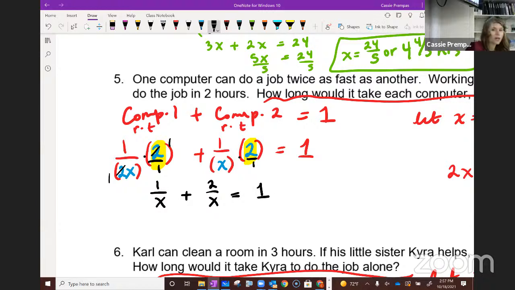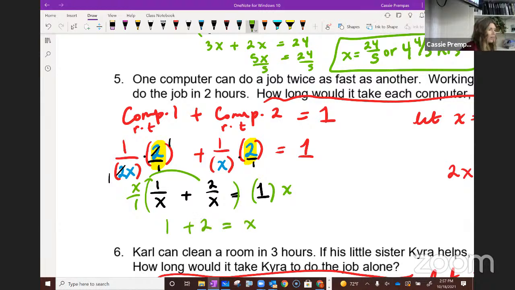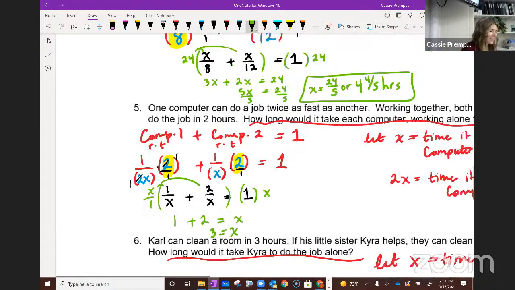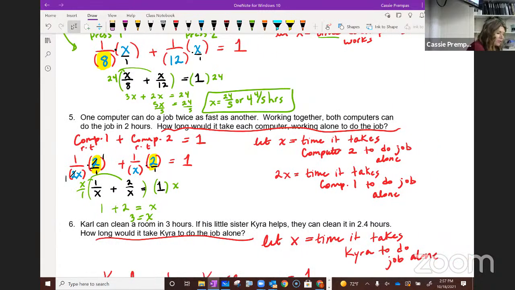So I have 1 over X plus here, this is going to become 2 over X is equal to 1. Now, what's the least common denominator here? X, good. So we're going to multiply this side by X over 1 and this side by X. Distribute that in. So here the X's will cancel. So we'll have 1 plus, here the X's will cancel, 2 is equal to X. The easiest question of the day, what's 1 plus 2? Oh, sadness. 3 is equal to X. You were close, Allison. So the time it takes computer 2 to do the job alone is 3 hours. The time it takes computer 1 to do the job alone is 6 hours. Exactly. Yes, well done.